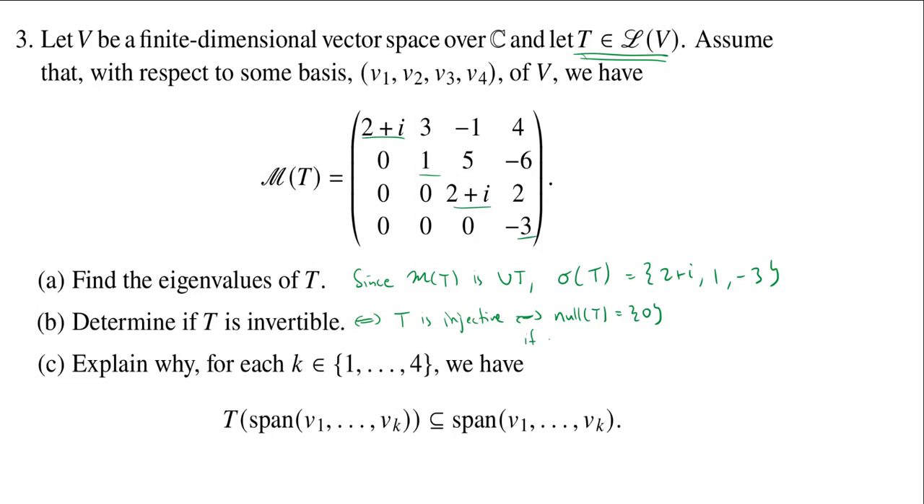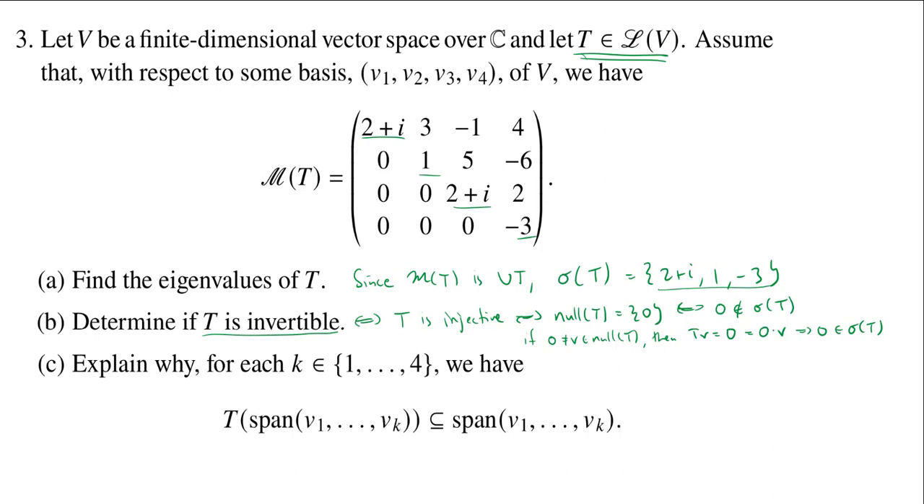If v not equal to 0 is in the null of T, then Tv is equal to 0. But 0, of course, I could write as 0 times v, and that would tell you that 0 is an eigenvalue for T. But we already know what the eigenvalues for T are. None of them is 0. Of course, this is reversible. If 0 was an eigenvalue, then there would exist a non-zero element in the null space. Saying null of T is 0 is precisely the same thing as saying that 0 is not an eigenvalue for T. We know that 0 is not an eigenvalue for T, therefore T is invertible.